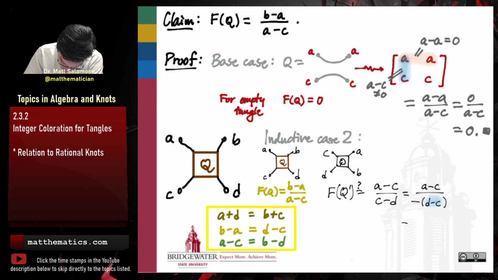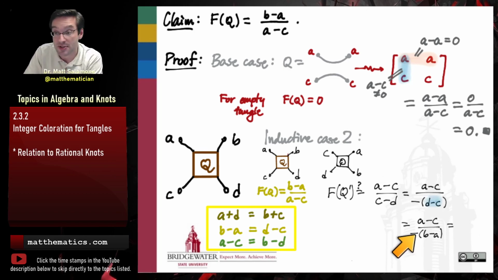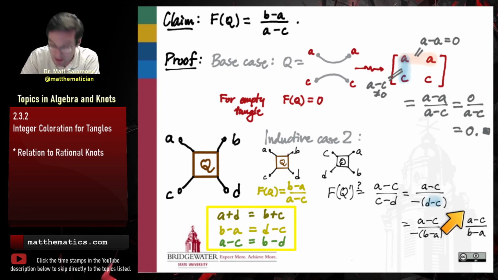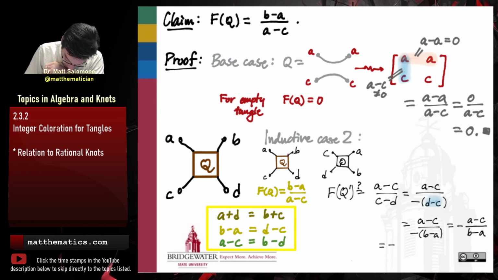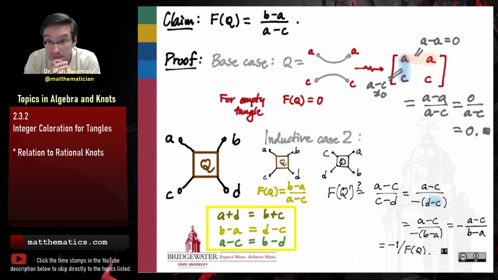And so when I make that substitution, A minus C over minus B minus A, and then I can just take this minus sign out of the denominator and just make it a minus out in the front. A minus C over B minus A. And now, sure enough, what I'm looking at here is the opposite reciprocal of the tangle fraction of my original tangle from over here, right? So this is legitimately -1 divided by the fraction of q. And that's all she wrote on this, right?